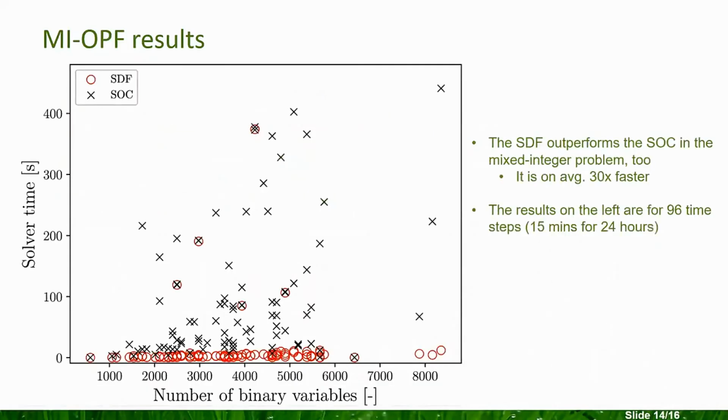This last picture refers to an analysis performed on the whole 24 hours, and we can observe that apart from a few cases, the SDF finds a solution in less than 1 minute, and it largely outperforms the second order cone, as it is on average 30 times faster.